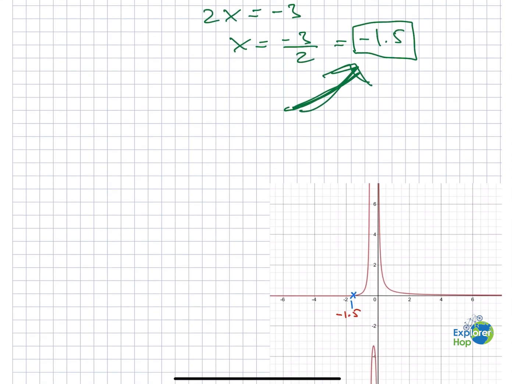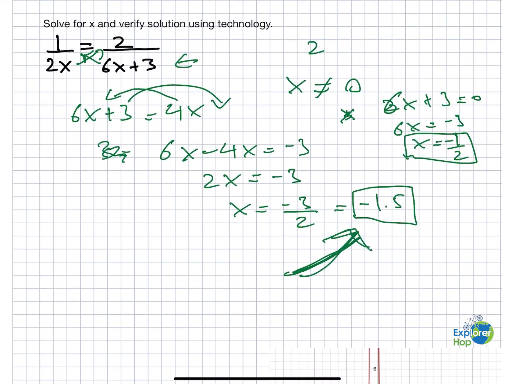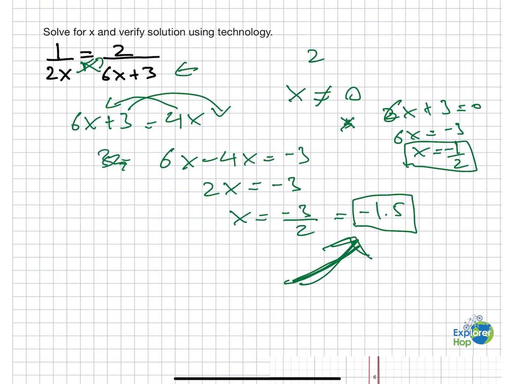And if you look at the graph plotted using technology, we can see that our solution also has minus 1.5 as the x-intercept. So we have done this correctly, and that's how you solve for x.